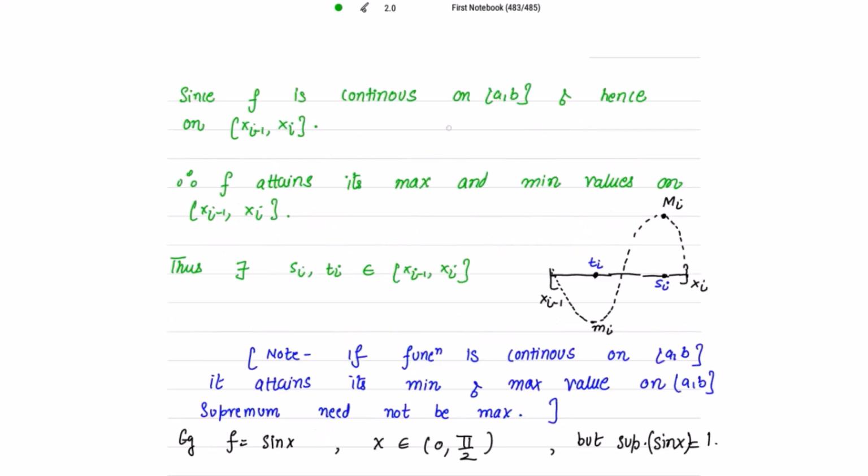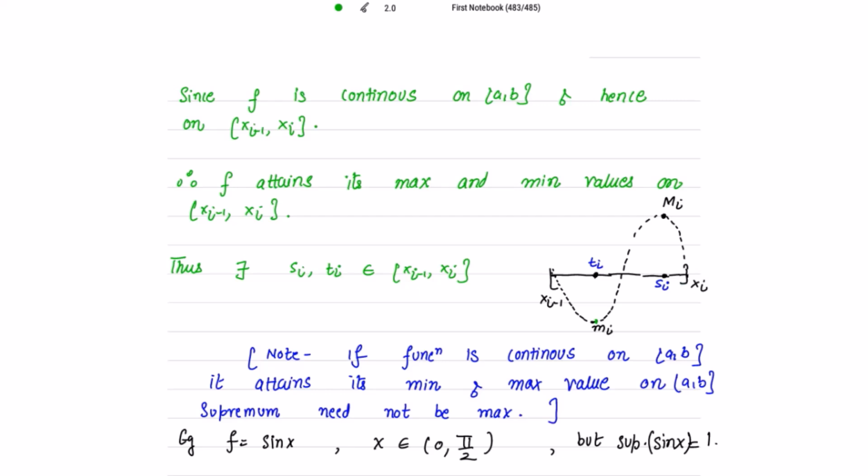Now since f is continuous on the closed interval [a, b], of course it is also continuous on this closed interval [x_{i-1}, x_i], which is just a segment belonging to the bigger interval. So therefore f attains its maximum and minimum values on this closed interval. Just look at the interval in the figure. This is [x_{i-1}, x_i], and this is small m_i, the infimum of f(x) over this interval, and this is the supremum of f(x) over this interval.